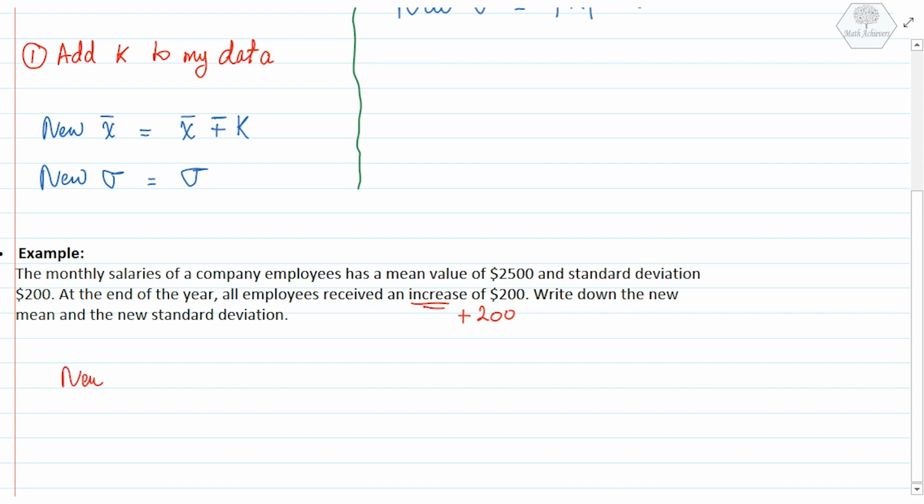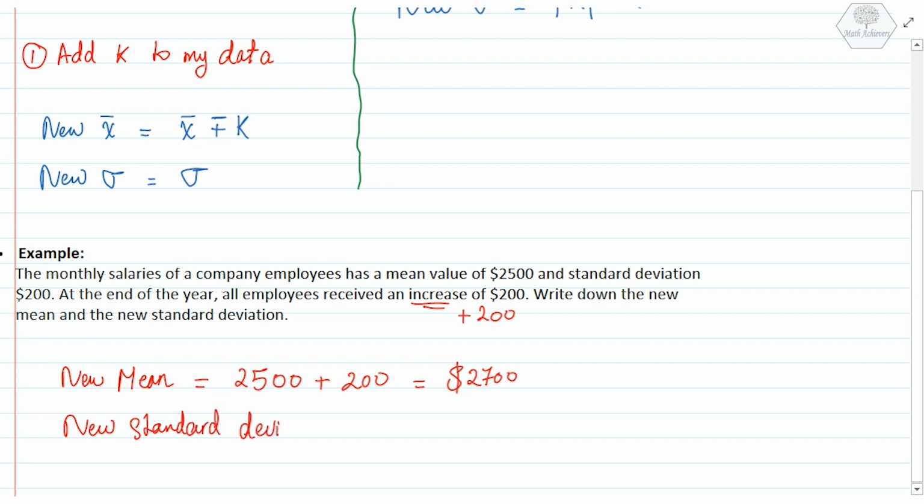So now the new mean is equal to the old mean, which is 2,500, plus the new amount. So it gives me $2,700. And the new standard deviation is not affected, so it stays the same. So this is equal to, it stays the standard deviation at $200.